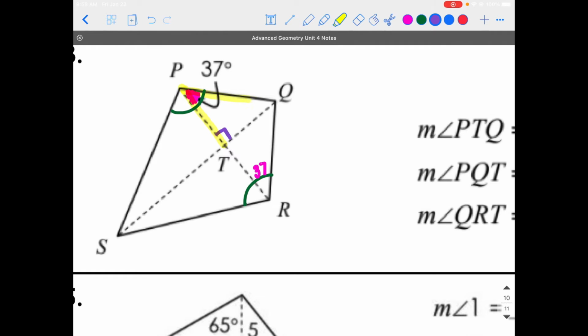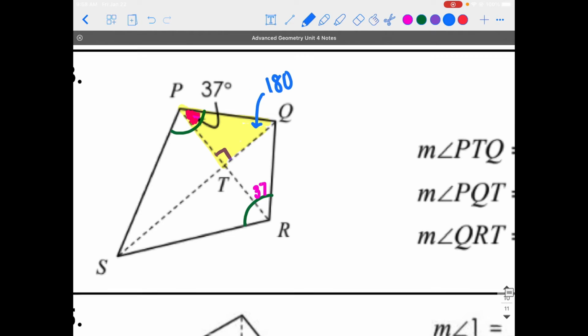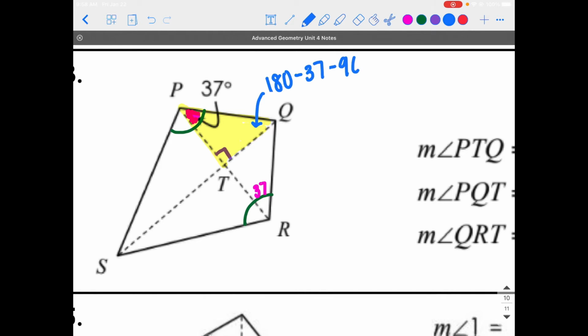So now we have a triangle where we know 2 of the 3 angles. So this one right there would be 180, because a triangle has 180 degrees, minus 37 minus 90, which is 53. So if that side's 53, this side is also 53.